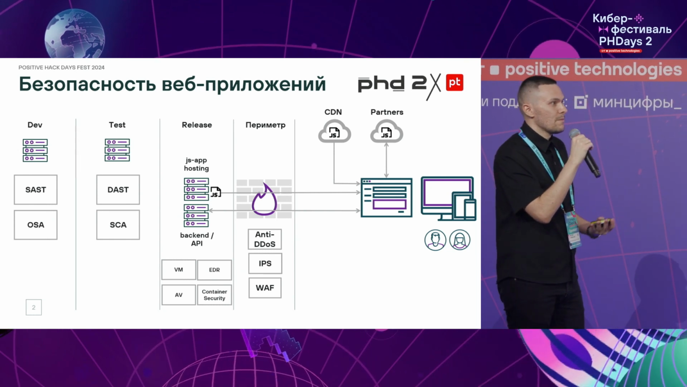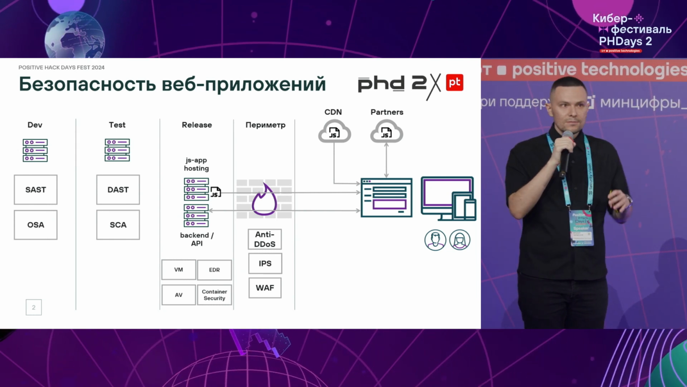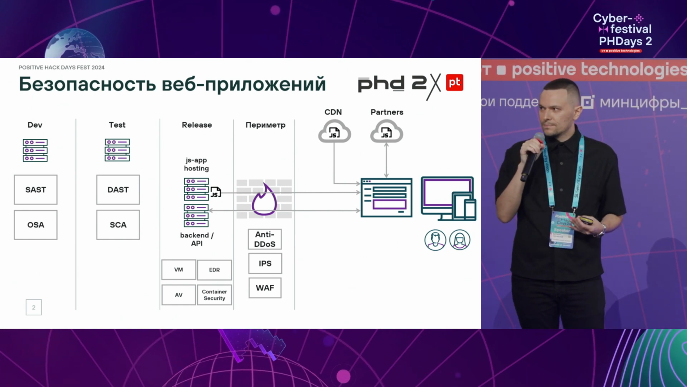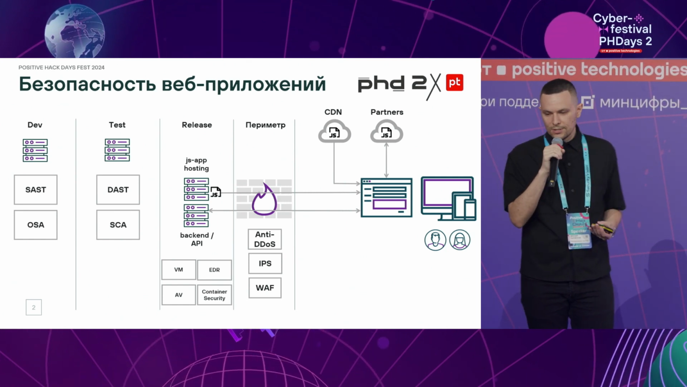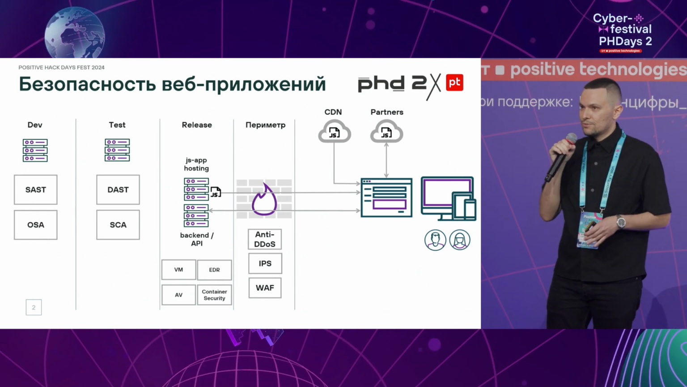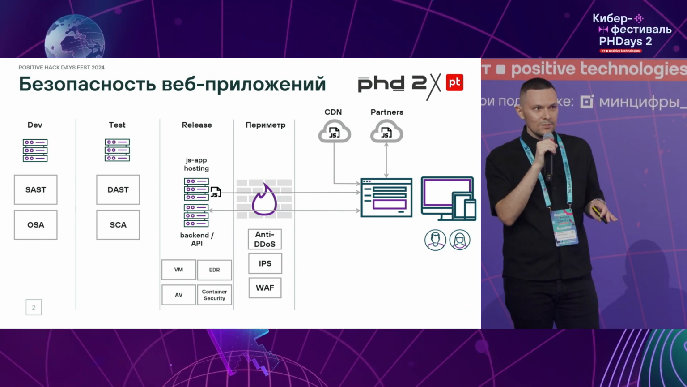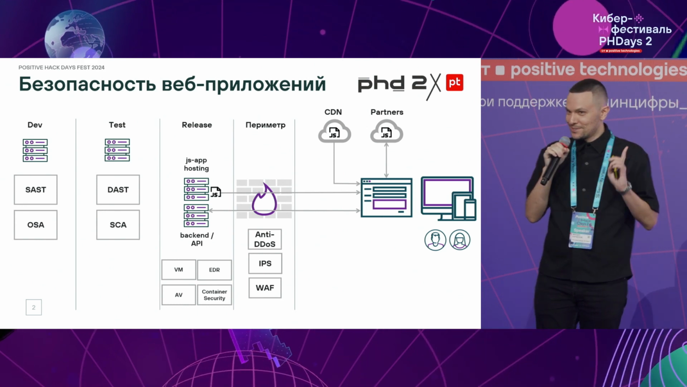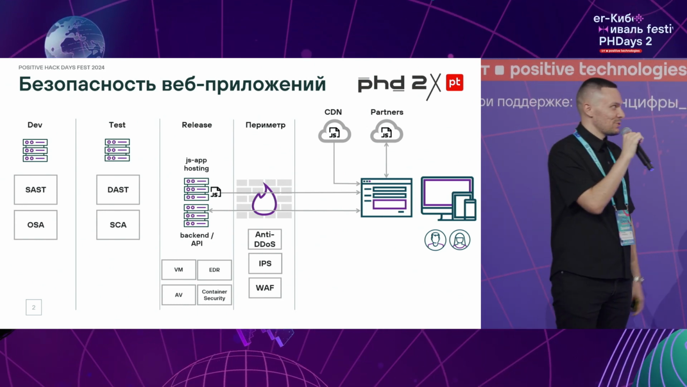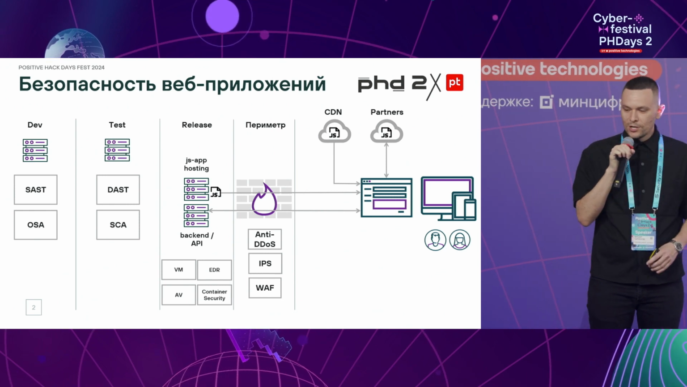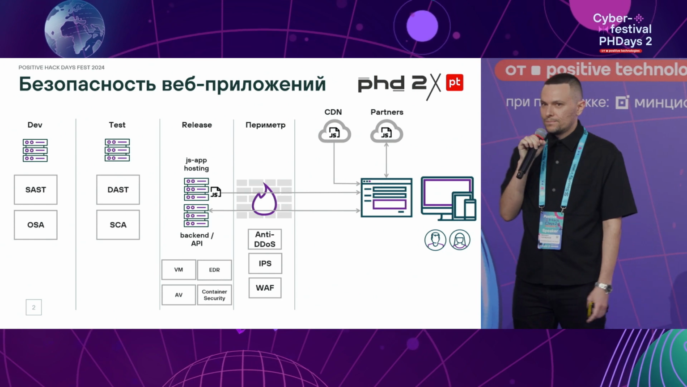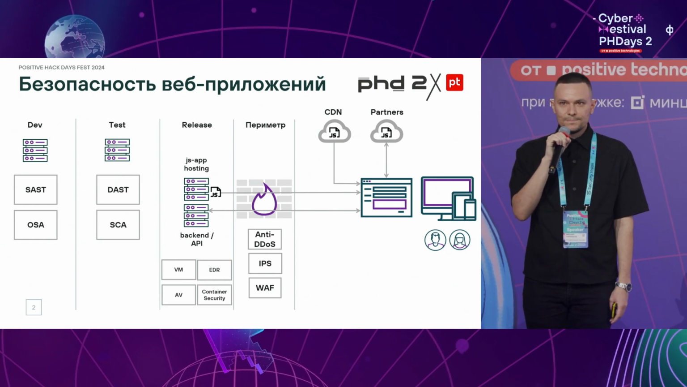At the development stage, this is where we write code. We use analyzers such as SAST, and perform the analysis of third-party libraries and composition analysis. At the testing stage, we add a DAST analyzer when an app is already compiled, and composition analysis right at the testing stage. Then everything is rolled out to release.